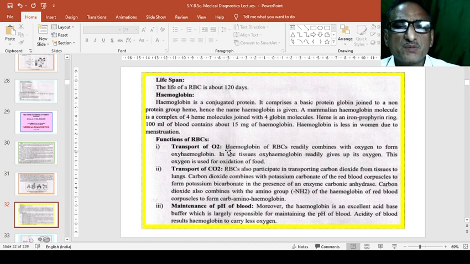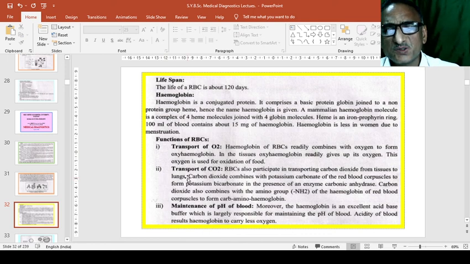The lifespan of RBC is about 120 days in human being, and hemoglobin is a conjugated protein which takes part in carrying oxygen to the body from the lungs. Then RBCs perform various functions in the human body. Number one, transport of oxygen. It carries oxygen from lungs to the tissues using blood as the medium, and it forms oxyhemoglobin.